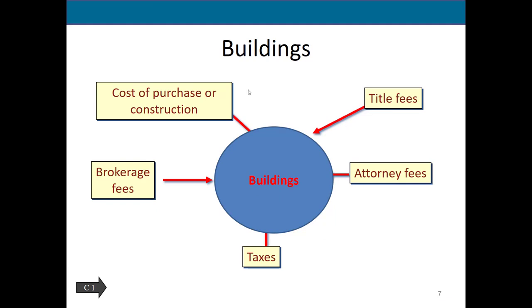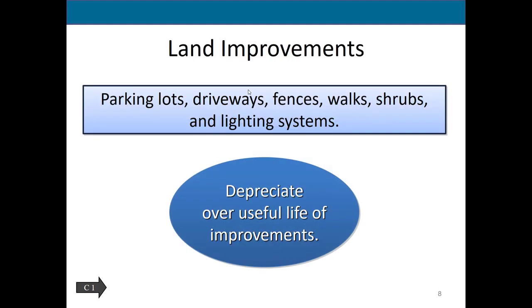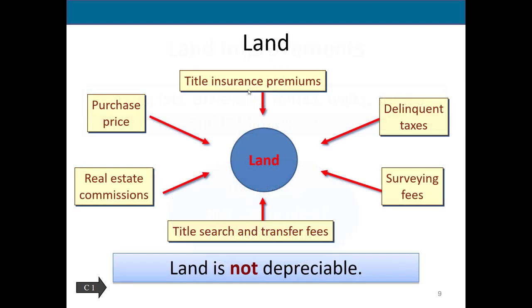If we're talking about buildings, it's the cost of purchase or construction. Any attorney or title fees that we have to pay, any taxes that we need to pay to clear title on it, any brokerage fees, all go into the cost of a building. What about land improvements? What are they? Not the land itself, but things that we can make appurtenant to the land. Parking lots, driveways, fences, walkways, shrubs, lighting systems. Obviously, those things get attached to land, and we can depreciate them over their useful life as well.